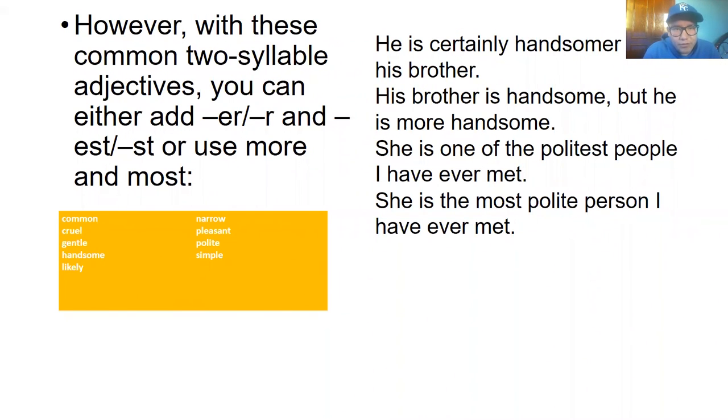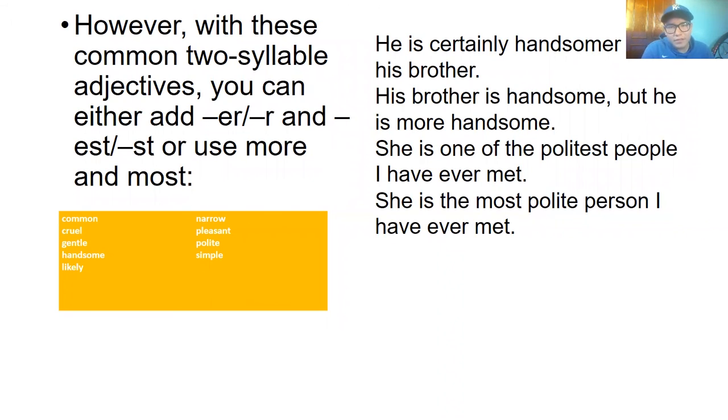However, with these common two-syllable adjectives, you can either add -er and -est, or use more and most. Here are some examples: common, cruel, gentle, handsome, likely, narrow, pleasant, polite, or simple. We have more words, but we are using some in these other examples. He is certainly handsomer than his brother.